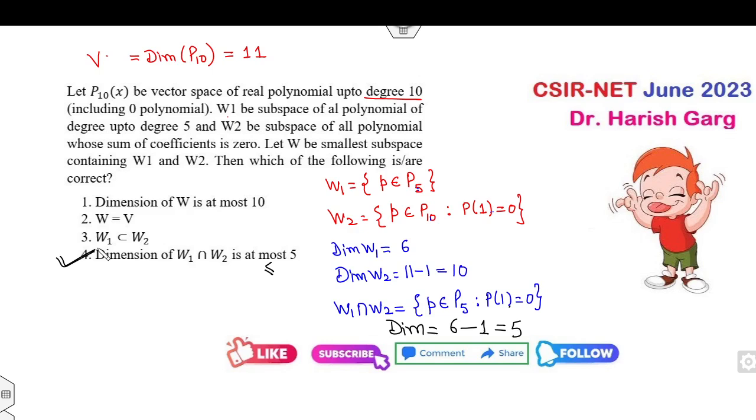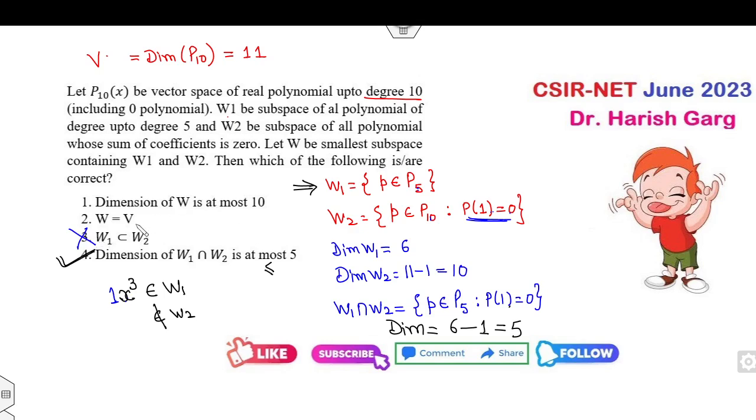Fine. Now W1 contained in the W2. Pick any element from the W1, say x cube. X cube belongs to the W1. Does it also belong to the W2? No, because W2 consists of only those elements whose sum of coefficients is my 0. When you substitute 1, it's not 0. That means W1 does not contain in W2.